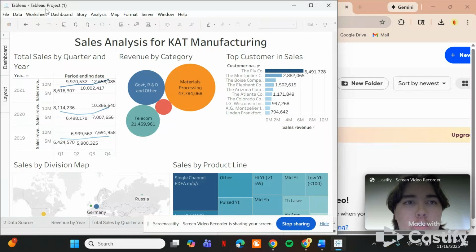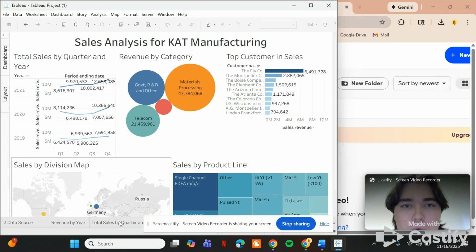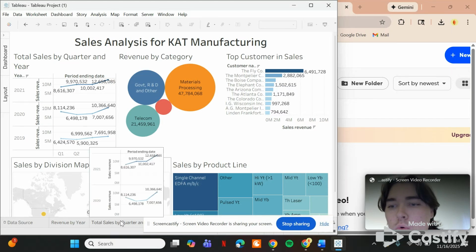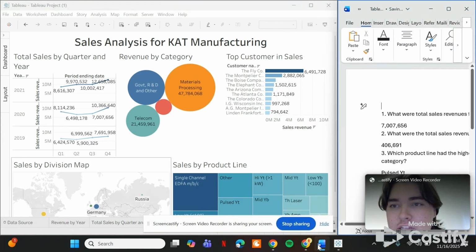So if we open Tableau, we can see that I've created all of the sheets needed. So we have revenue by year, total sales by quarter, sales by category, customers, sales by division, division map, and the product line. So I'm going to go over the questions that we have to answer here.